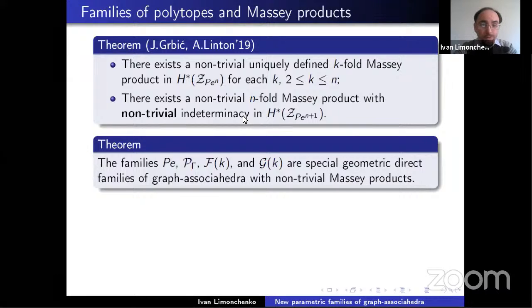F of k and g of k are also such families. All in all, we obtain that permutahedra, P gamma family, F of k and g of k are special geometric direct families of graph-associahedra with non-trivial Massey products. So this is also an application of the theory of two-parametric families, because F of k and g of k were linear families, obtained from two-parametric families F, P2 and PA2 of graph-associahedra.